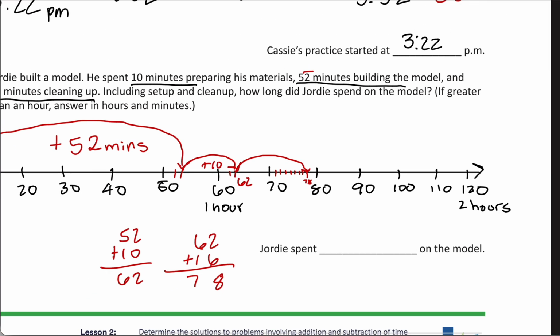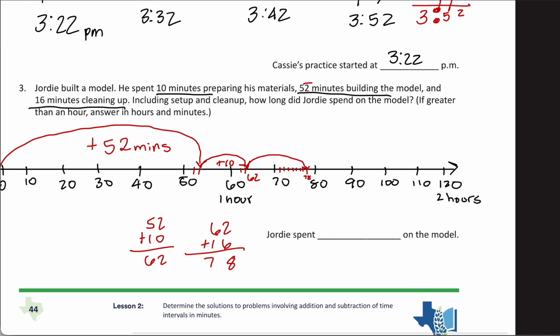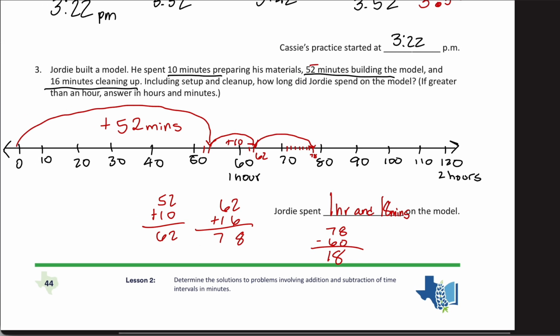78. All right. So now we got to ask ourselves, well, we know that we went over an hour, but how many minutes did we go over the hour? In order for me to figure this out, a simple strategy I like to use is 78 minus 60. We know that that's going to be 18. So we know that Jordy in this case spent a total of 1 hour and 18 minutes completing these tasks. Okay, again, there's my answer. 1 hour and 18 minutes.